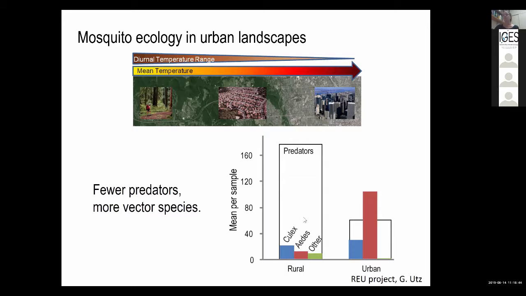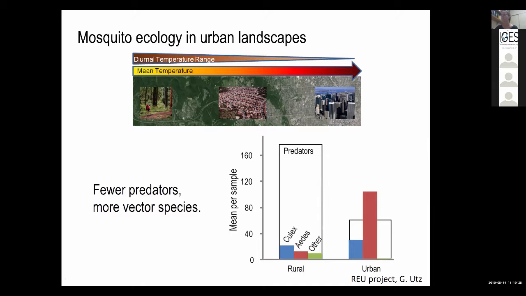And one of the things we've also shown, and this is a project I did with an REU student, an undergraduate student, a few years ago in Baltimore. We had some rural sites and some urban sites, and we sampled these stormwater ponds to see what was in them. And we found lots. In the rural site boxes, the blue are Culex mosquito species, the red are Aedes. So there are two different genera of mosquitoes. The green are other. They're more often native mosquitoes that don't actually bite humans very often. And the big clear bar in the background are predators, things that eat mosquitoes.